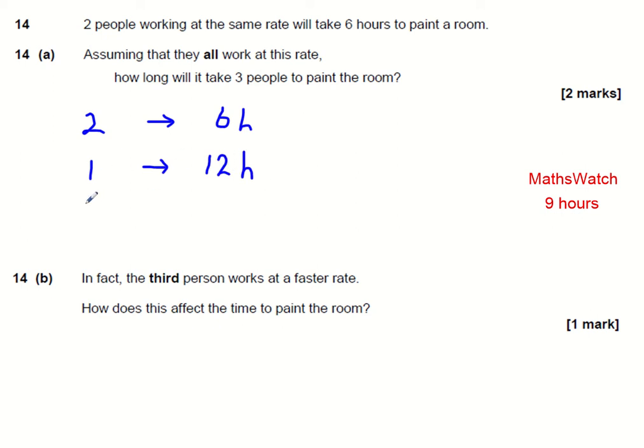Now that we know that, if we split that job equally between 3 people, that 12 hours can be split between those 3 people. 12 divided by 3 means they work for 4 hours each, and therefore 3 people will take 4 hours to paint the room. That's assuming they all work at this rate. In part B, it says in fact the third person works at a faster rate. How does this affect the time to paint the room? If someone's working faster, it's going to take less time to complete the job.